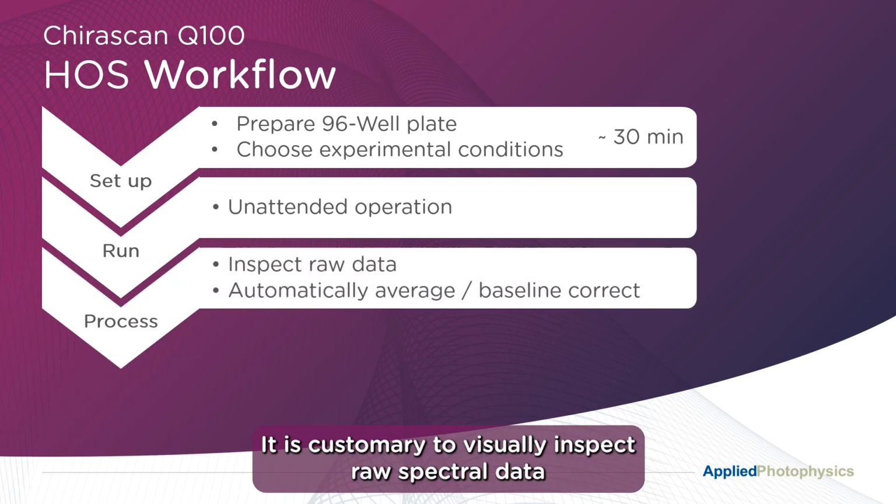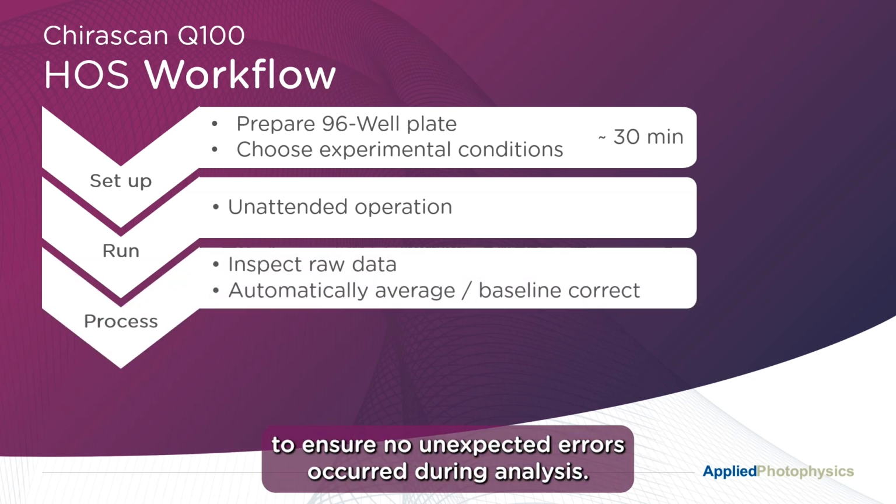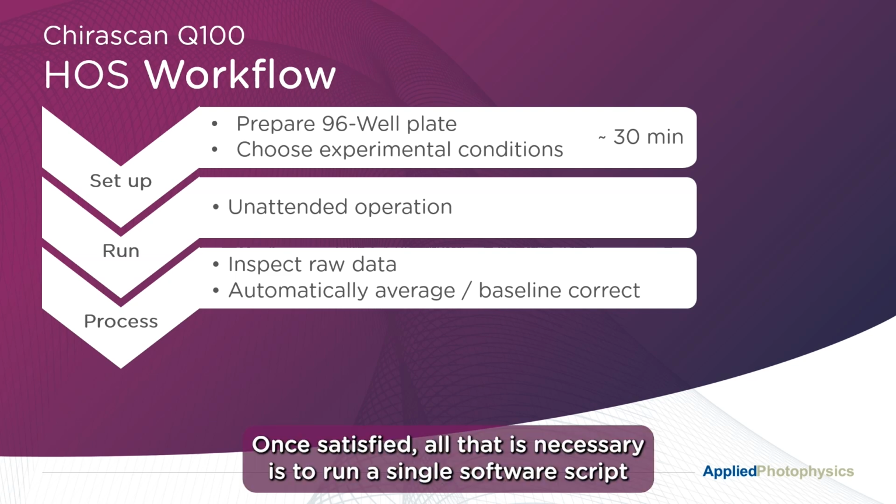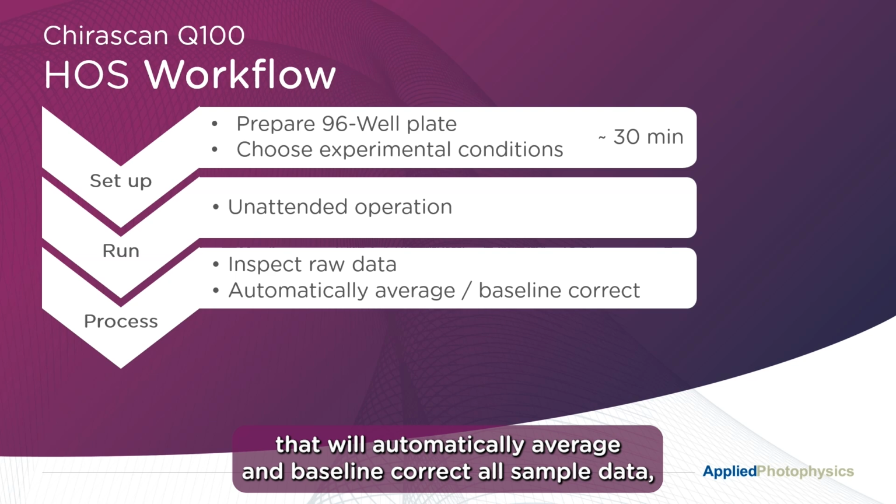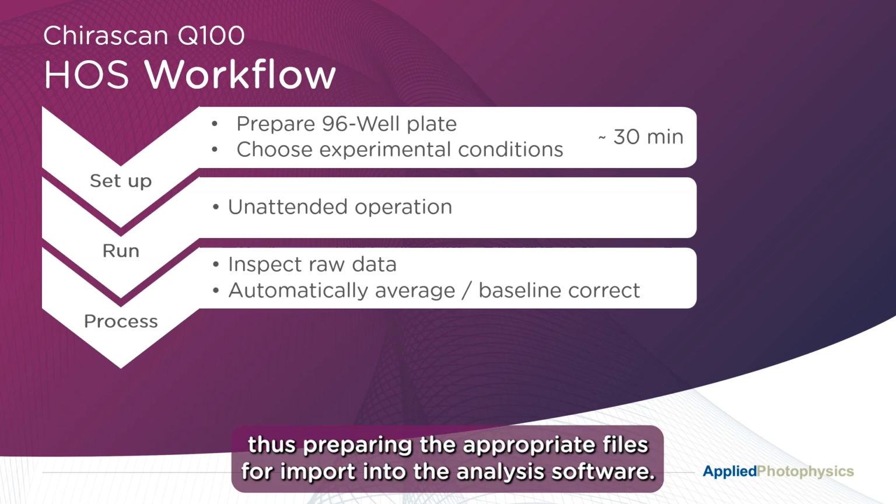It is customary to visually inspect raw spectral data to ensure no unexpected errors occurred during analysis. Once satisfied, all that is necessary is to run a single software script that will automatically average and baseline correct all sample data, thus preparing the appropriate files for import into the analysis software.